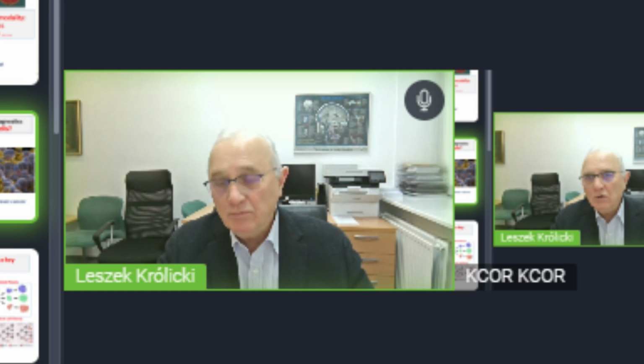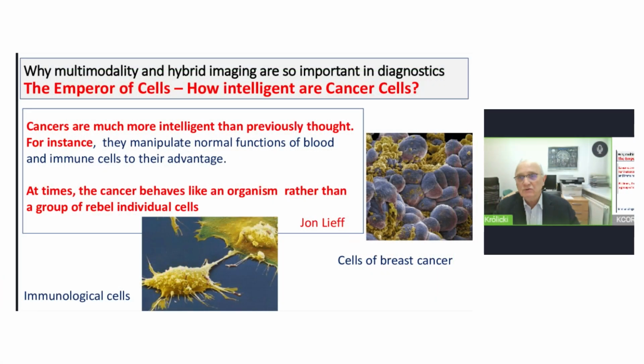I would like to talk about hybrid imaging, and not only hybrid imaging, but also multimodality, which is probably a broader term that also covers hybrid imaging. First of all, why is hybrid imaging so important, especially in medicine? It's due to the nature of various diseases, including cancer.